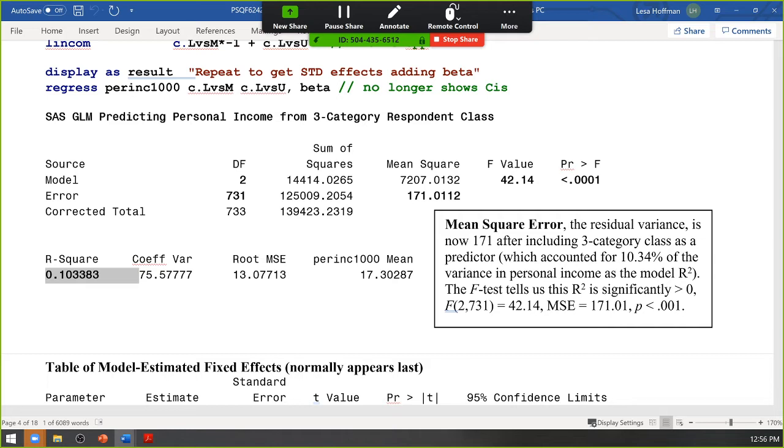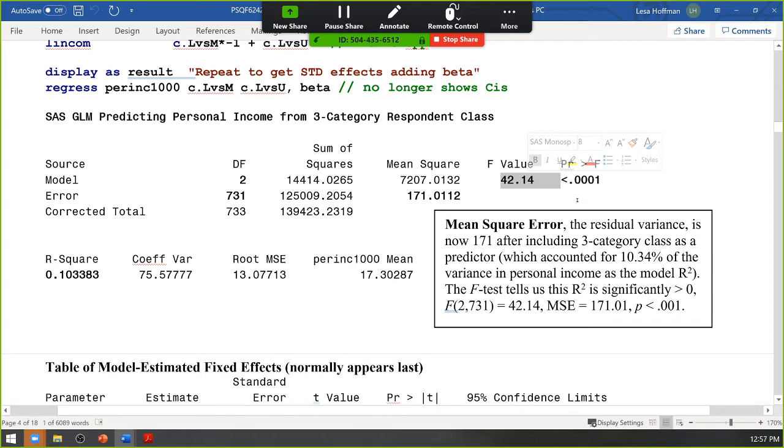Whether or not that 10% is significantly greater than 0, since it's a squared term, it has to be positive, is given to us by the F-test statistic. So F, in this case, the ratio of what we know from the model relative to what we don't know from the model, is the test statistic that tells us whether the model significantly explained variability, whether that R square of 10% is greater than 0.